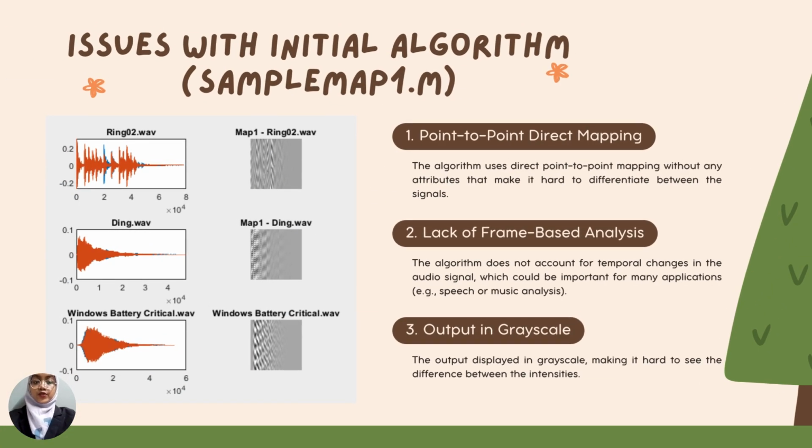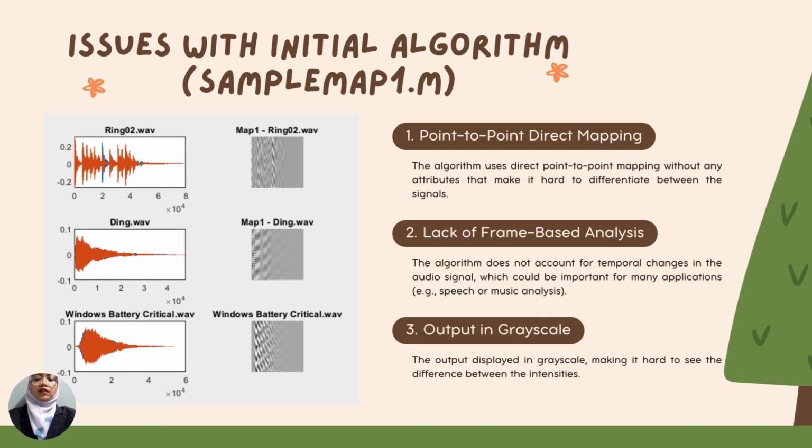And there are issues with it because it only uses point-to-point direct mapping that does not have any attributes, so it is hard for us to differentiate between the signals. And then it lacks frame-based analysis, which means that it doesn't account for temporal changes in the audio signal, which could be important for many applications, for example, if you want to analyze the output. And then the output is in grayscale, so it is hard to differentiate between the intensity levels.